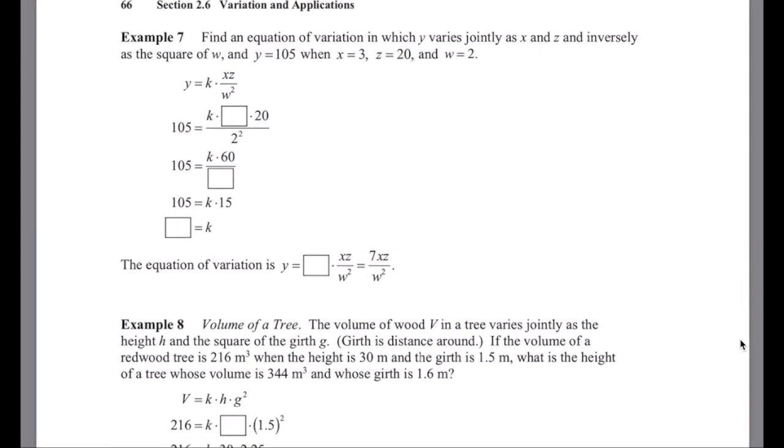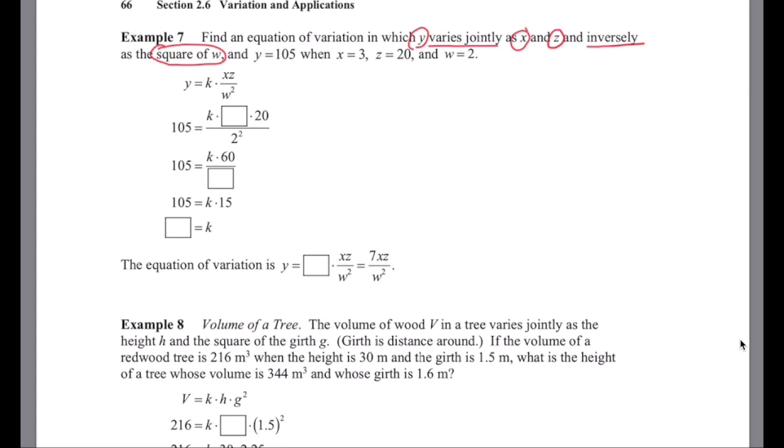Find any equation of variation in which y is varying jointly. So we know we're going to multiply x and z, and inversely. So y is going to vary jointly, so we have k times x times z, multiplying, and then inverse of the square of w. So we can combine inverses and jointly and direct variations, all different kinds of them, by the order in which we read them. It's telling us that y is equal to 105, x is 3, z is 20, and w is 2. And we're just looking for the equation of variation.